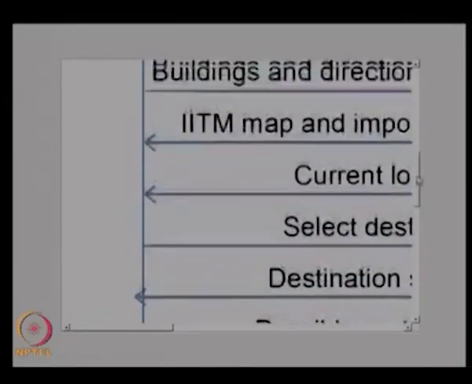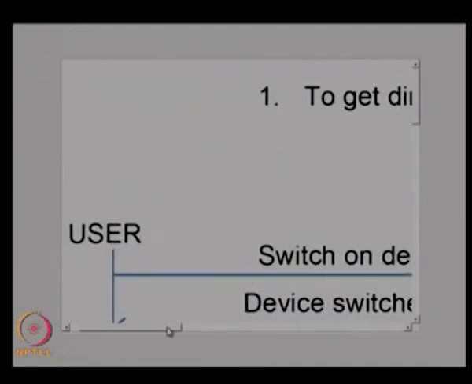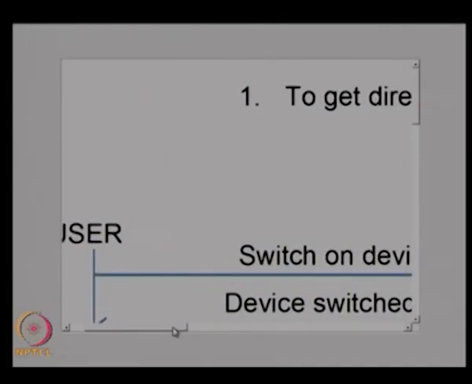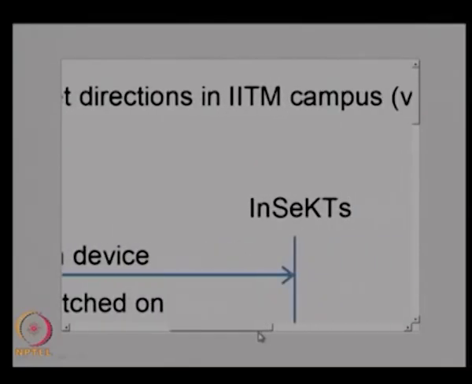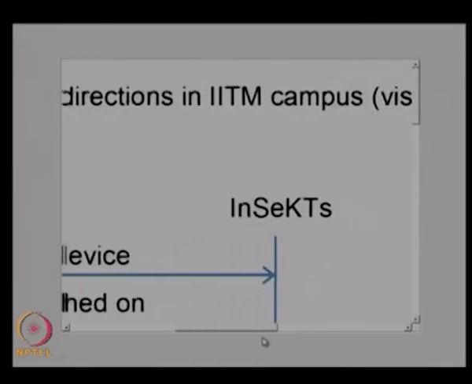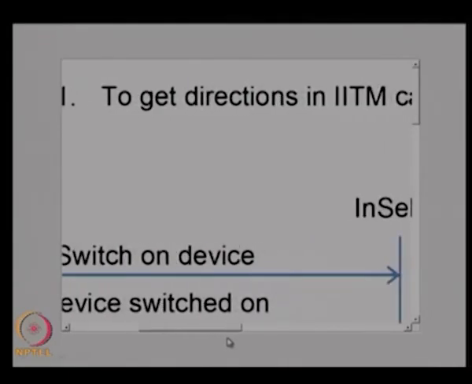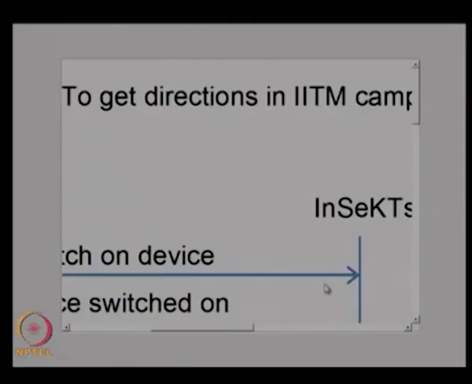So once we have these scenarios identified, the next task is basically to look at the input output trace of the scenarios. So we discussed many scenarios, so we will just see how we actually write down the input output scenario, or input output trace, for the system. So this is for the first one, to get directions in the IIT campus.